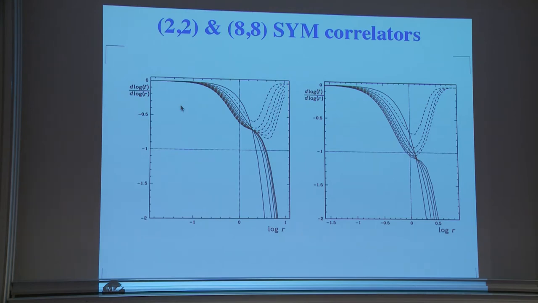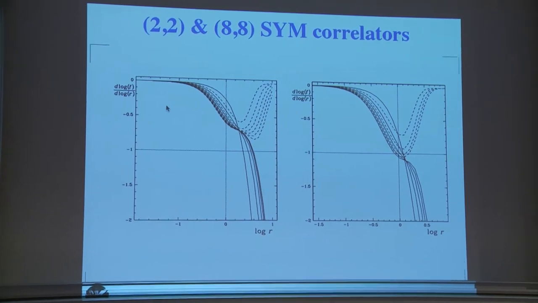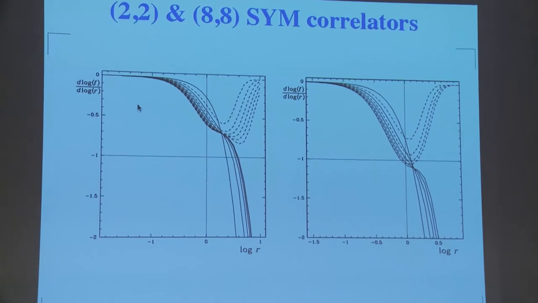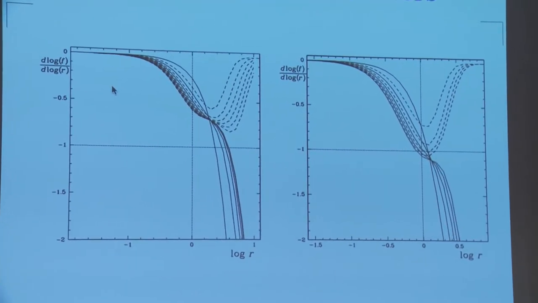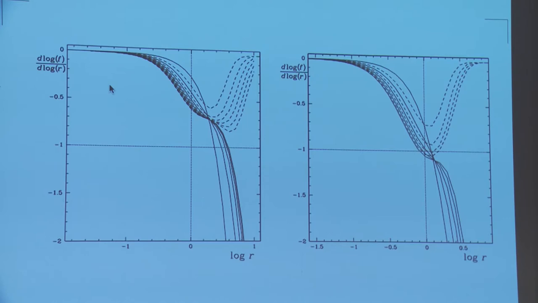Which are these theories, 2-2, 8-8? The 8-8, no, the only important point is that for the 8-8, there is a duality that exists that predicts, based on a weak coupling calculation in supergravity, what the dependence of this correlator should be on R, which is a measure of the separation between the two points in the correlator.